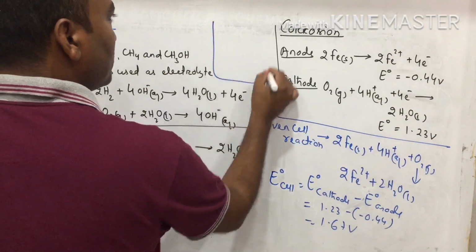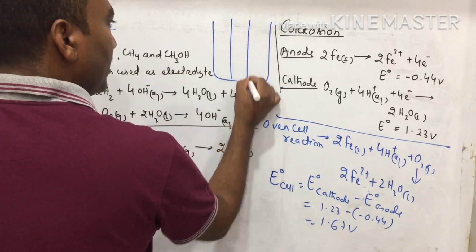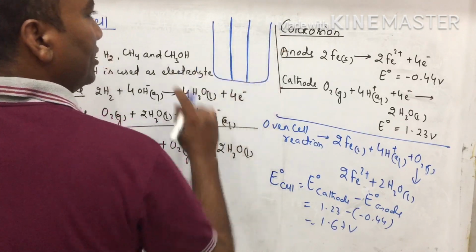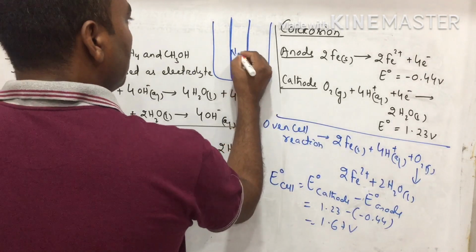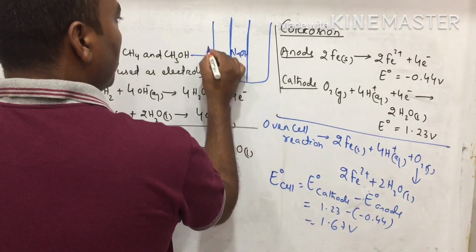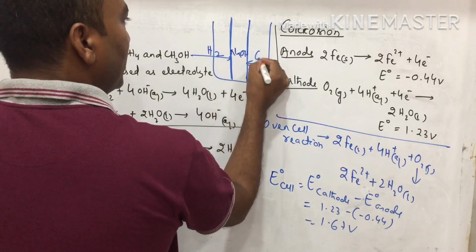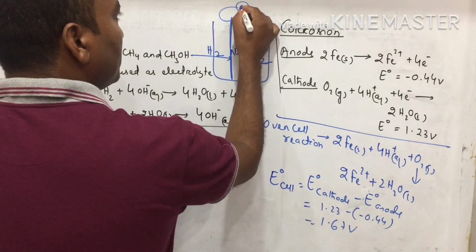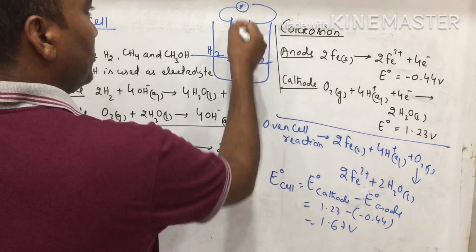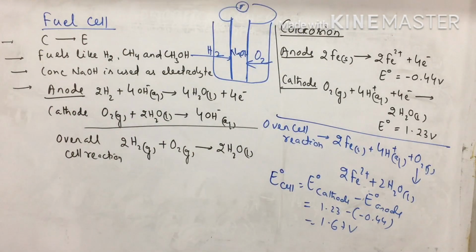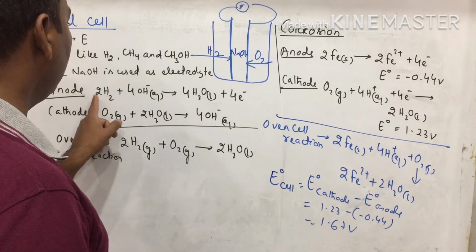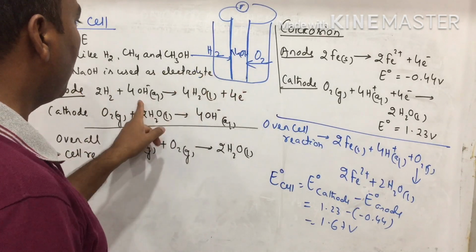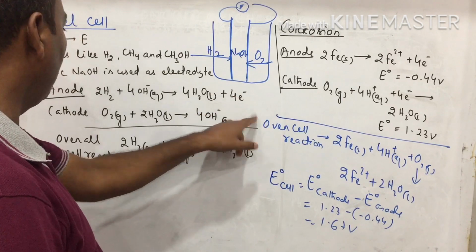In the fuel cell, suppose this is the container. Here are the porous graphite electrodes. Inside, the medium is sodium hydroxide. From the left side hydrogen gas and from the right side O2 gas is passed, and it produces a large amount of electricity. Clear? So at the anode, hydrogen in OH minus medium gives rise to water plus electrons.